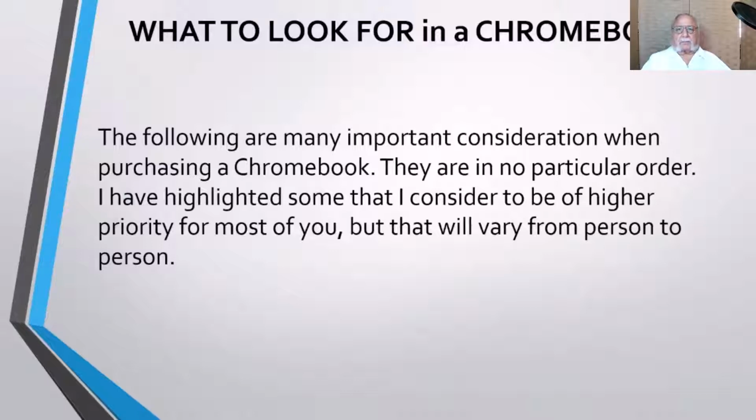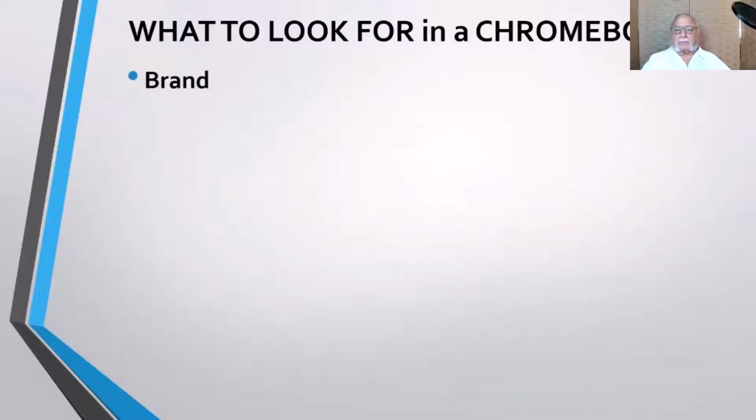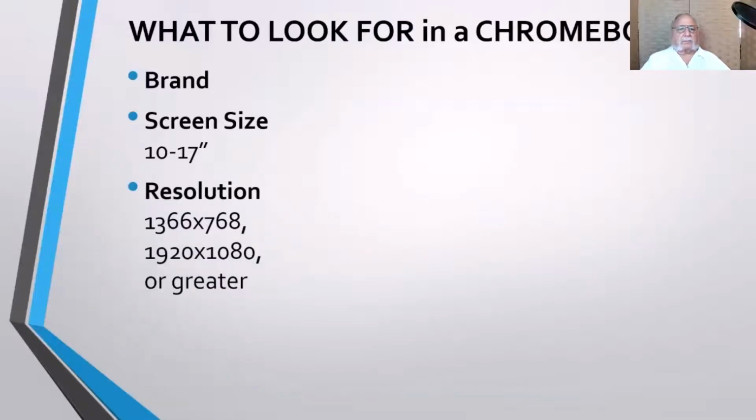So what to look for in a Chromebook? The following are many important considerations when purchasing a Chromebook. They are in no particular order, and I have highlighted some that I consider to be of higher priority for most of you, but that will vary from person to person. The brand: Asus, Acer, HP, Dell, and a slew of others. The screen size, generally between 10 and 17 inches. The resolution, 1366 by 768 or 1920 by 1080. Some of the larger ones are coming with a greater resolution.